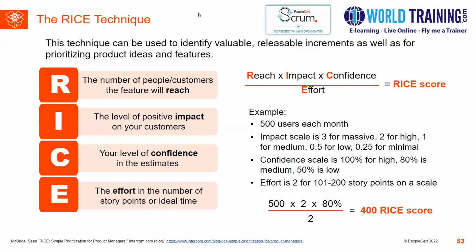So, talking about the RICE technology. RICE, as we call it, is a technique that helps us do mapping when there are multiple user stories, considering the level of confidence which the users have, the kind of impact, and the overall effort which is required for those user stories.